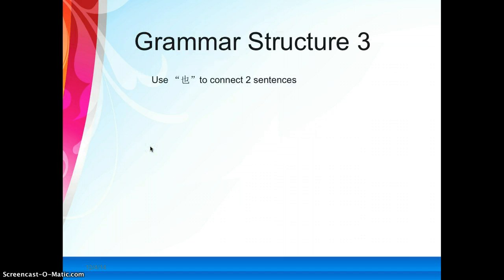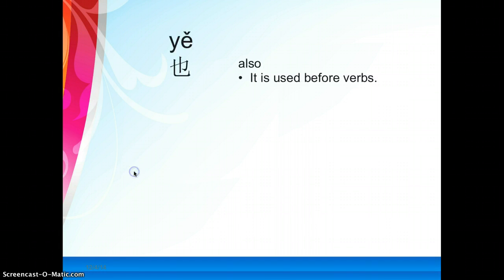And now we're going to learn the next structure, how to use 也 to connect two sentences. Actually, we learned 也 before, so we just learn it again in this lesson. So review. 也 means also. Like 他是中国人，我也是中国人。So 也 is used before verbs.